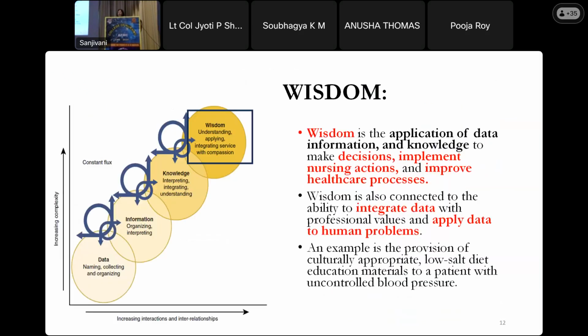Now talking about the wisdom. Wisdom is the application of data, information and knowledge which will help us to make decisions as well as implement the nursing action and improve the healthcare processes. Wisdom is also connected to the ability to integrate the data and apply it to human problems. So we will take the help of the cultural aspects, and if we are trying to say that the patient who has a high blood pressure has to go on a salt restricted diet, this will emphasize it. So there will be wisdom information provided.